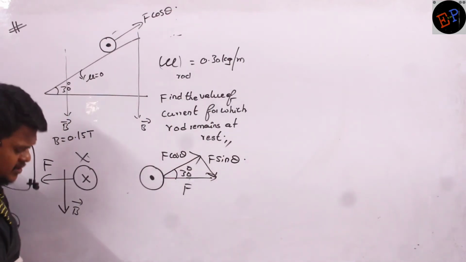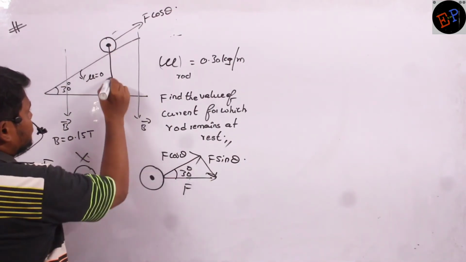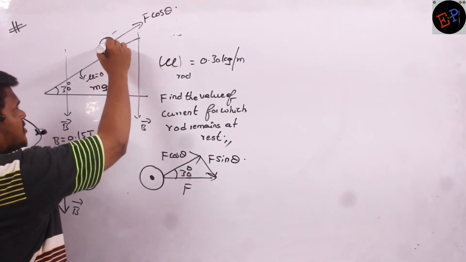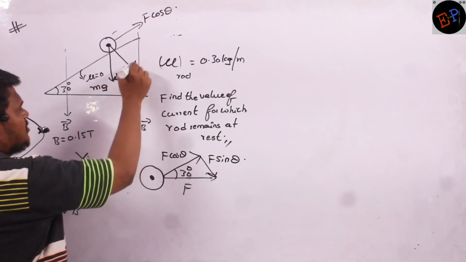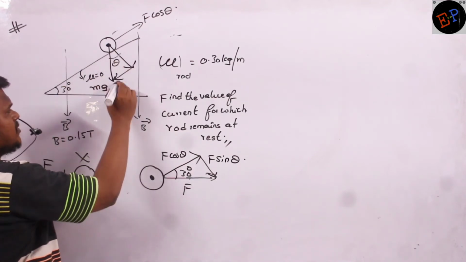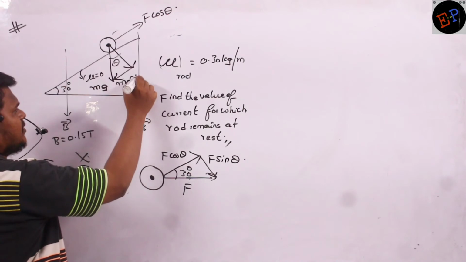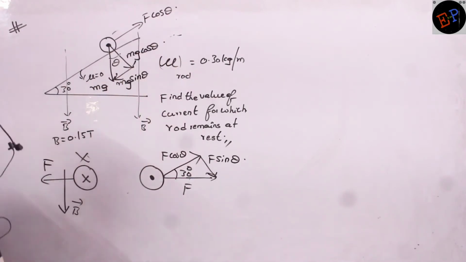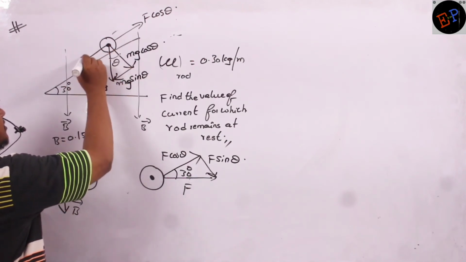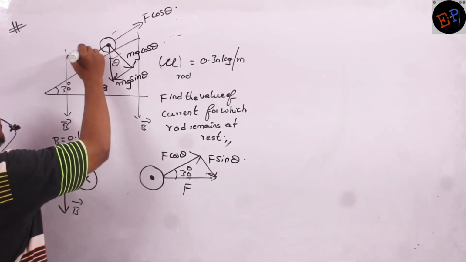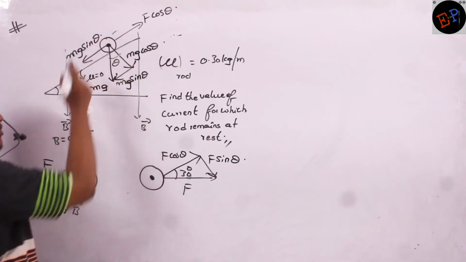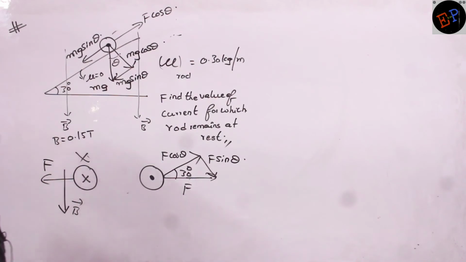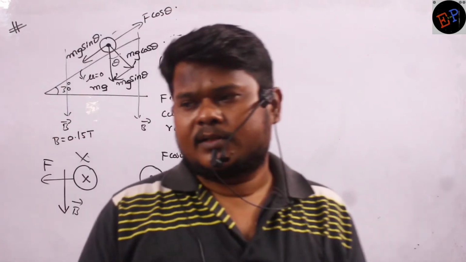And the rod will have its own weight also, no? Weight of the rod will be how much? mg. Split this mg into two components. If this is 30, this is also 30. So this is mg sin 30 and this is mg cos 30. Clear, no? So what is mg sin 30 doing? mg sin 30 is pulling the rod downwards. So this mg sin 30 should be balanced by F cos theta. Then the rod will be in rest position.